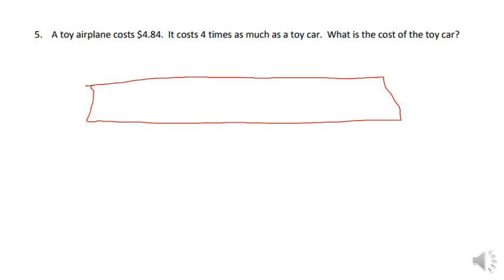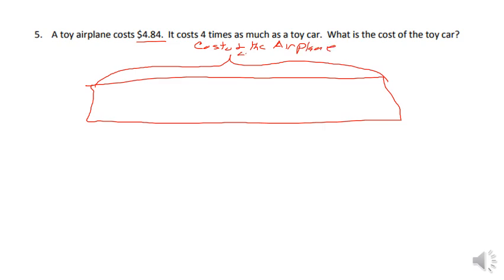I always read it the first time just to get the gist of what it is. Now I'm going to read for some good content information. A toy airplane costs $4.84. It costs 4 times as much as a toy car. What does a toy car cost? So I know the airplane here, this is the cost of the airplane, and this is $4.84.